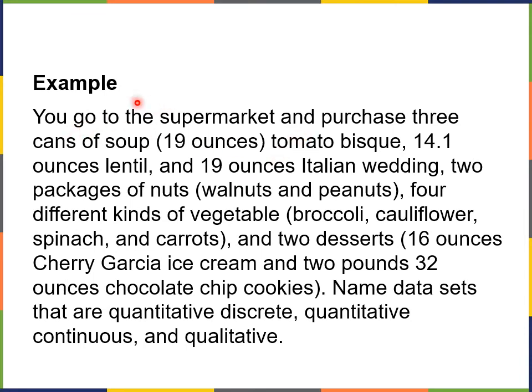So here's another example. You go to a supermarket, you purchase 3 cans of soup. One's 19 ounces, it's tomato bisque. One's 14.1 ounces, it's lentil. One is another 19 ounces, it's Italian wedding soup. You get 2 packages of nuts, peanuts and walnuts, 4 different types of vegetables, 2 desserts. And so we want to look at this and say, well, which of these are quantitative and qualitative? And then if they're quantitative, which ones are discrete and continuous?